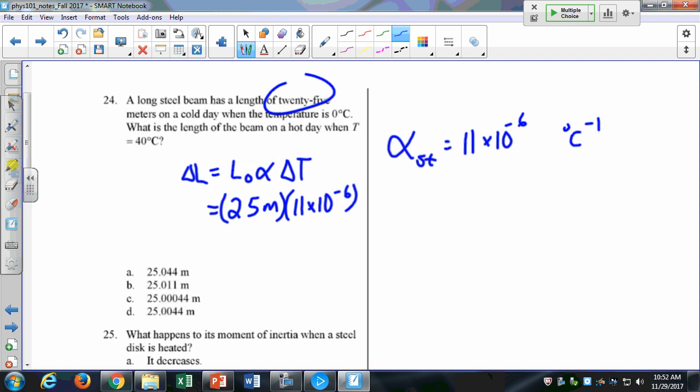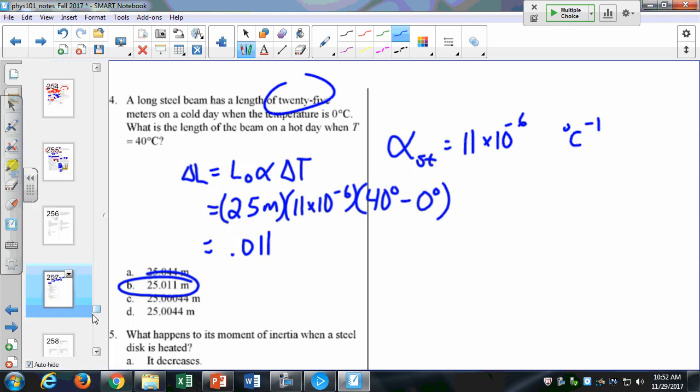And then my change in temperature is going to be 40 degrees. That's my final temperature, minus 0. That was my initial temperature. And when you get this, you get 0.011. That's the change in length, but I'm looking for the final length. And so I add that to 25 to get B, 25.011. It'll be something similar to that like you'll see on the test. Let's look at some other similar questions that'll be more conceptual. We'll go back up to our notes.